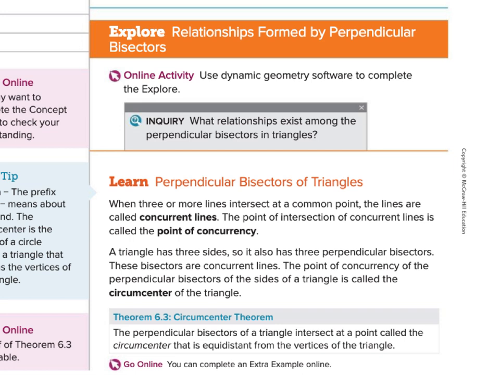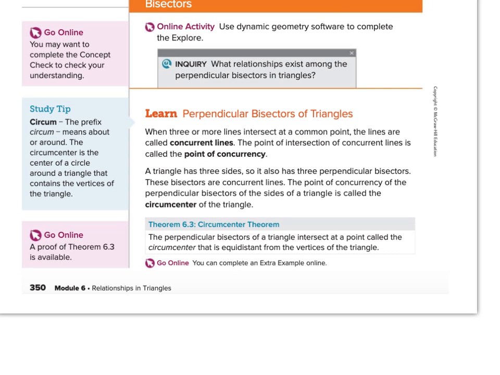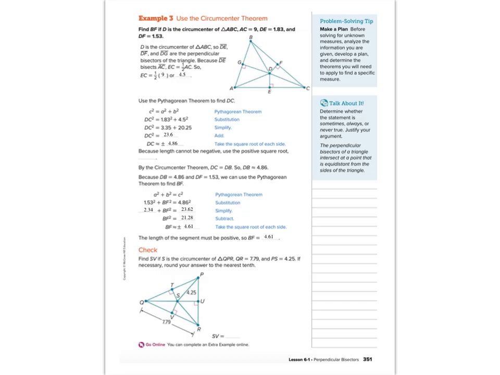Perpendicular bisectors. When 3 or more lines intersect at a common point, the lines are called concurrent lines. The point of intersection of concurrent lines is called the point of concurrency. And the point of concurrency of perpendicular bisectors is the circumcenter. The perpendicular bisectors of a triangle intersect at a point called the circumcenter that is equidistant from the vertices of the triangle. So let's look at that.